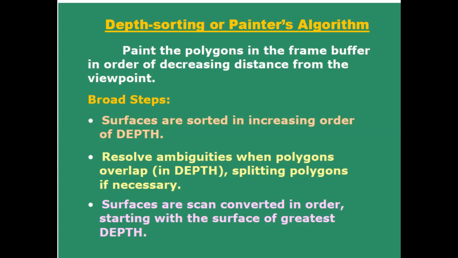To resolve ambiguities, we split the polygons if necessary. Now, surfaces are converted in the order of the surface which has the greatest depth.